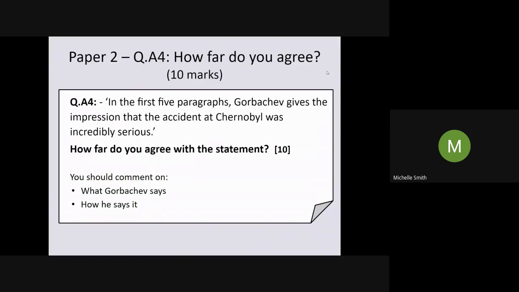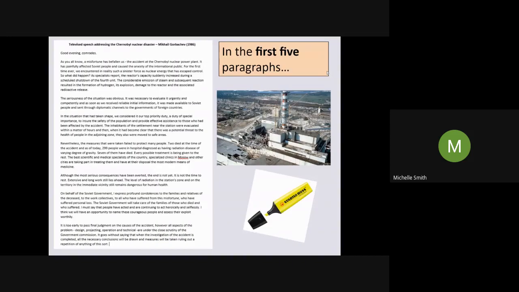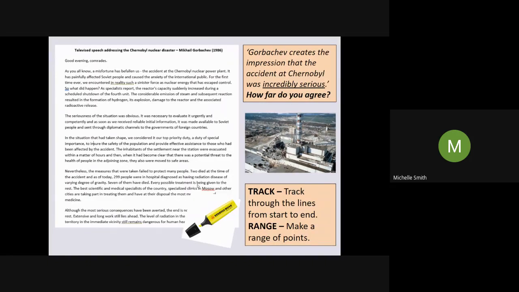What I would do if I was in an exam is I would simply draw a line. I would fold up my paper. I would make sure that I could only see the first 5 paragraphs, or that there was a big line or something stopping me from going beyond those first 5 paragraphs. Now, when I say 5 paragraphs, I am excluding the salutation here, good evening, comrades. Okay, I'm just talking about 1, 2, 3, 4, 5. So it's the paragraph that ends human health. Okay, so only the first 5 paragraphs.